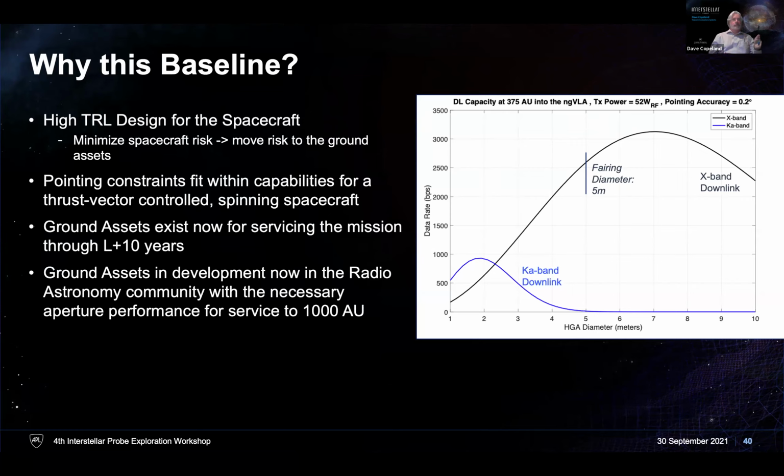The ground assets for this mission exist now for the first 10 years of the mission. There is planning now for developing our ground assets, albeit not in our community, in the radio astronomy community, that would be able to provide performance out to 1,000 AU. Granted, one point to recognize is what's the funding status of that. This is an area where I would really like to see our community and the radio astronomy community working together more. Next slide, please.